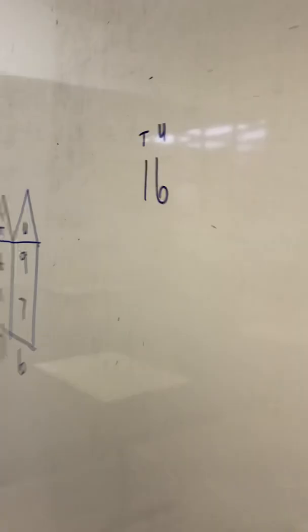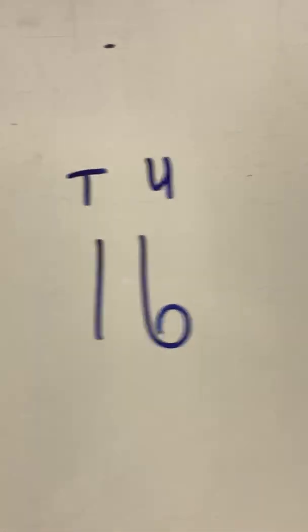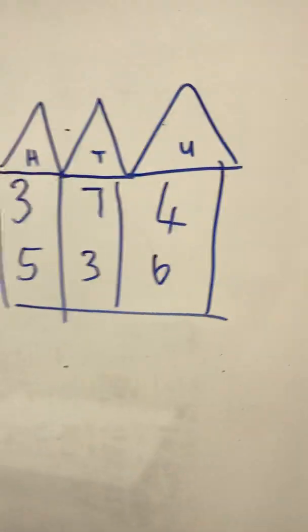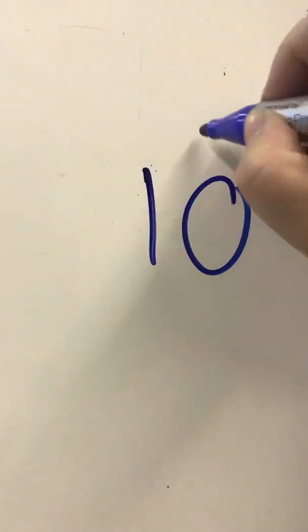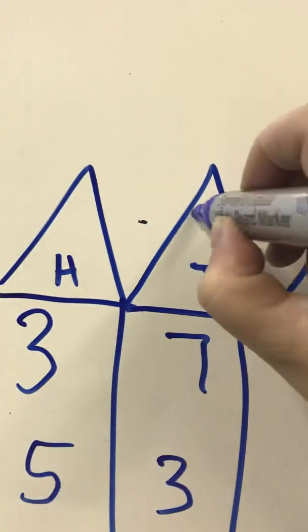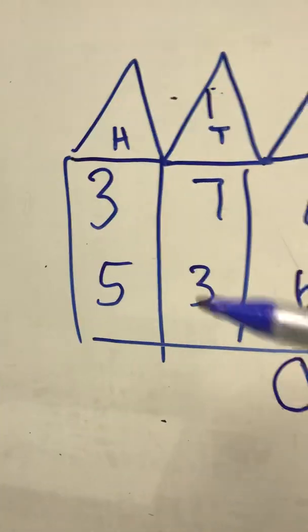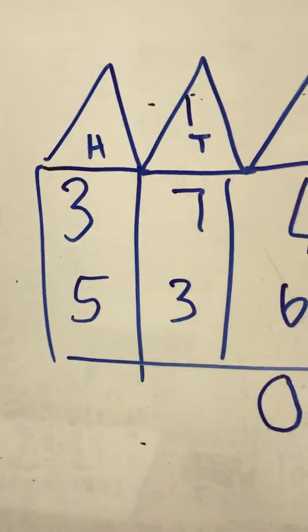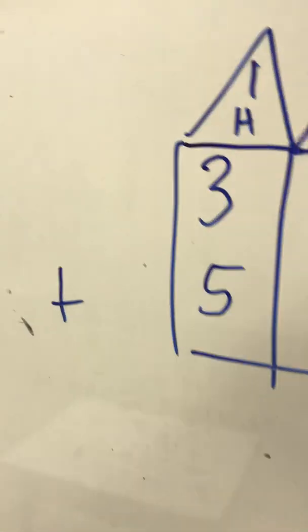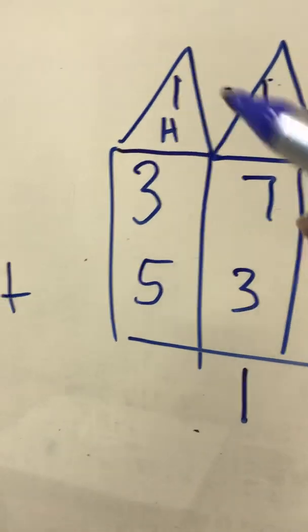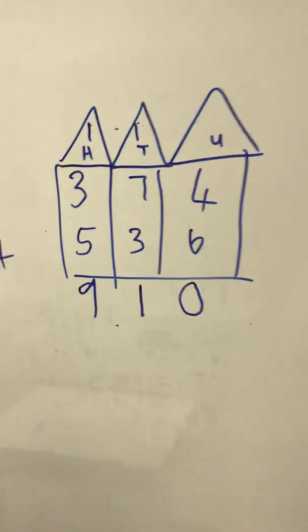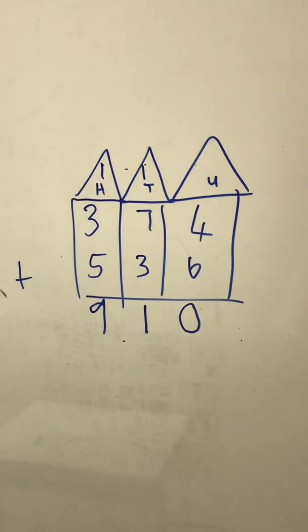Now, if 16 works out this way, that the 6 was a unit and the 1 was a 10, then the number 10 will be the same. If we look at the number 10, 0 is a unit, 1 is a 10. So the unit goes in the units house, and that 10 goes into the attic of the tens house. Now we say 7 plus 3 is 10, plus 1 is 11. If we look at 11, 1 is a unit, 1 is a 10. So 1, 1. 3 plus 5 is 8, plus 1 is 9. And that means my answer is 910.